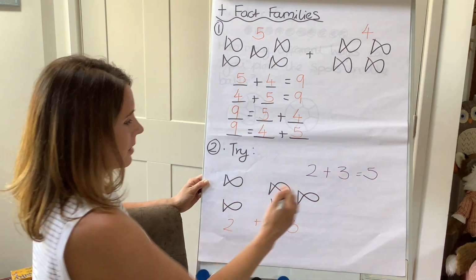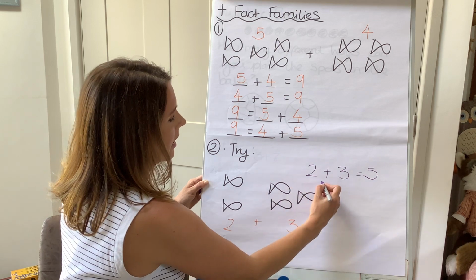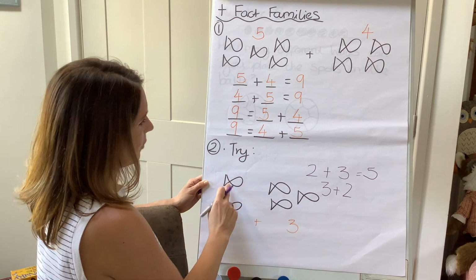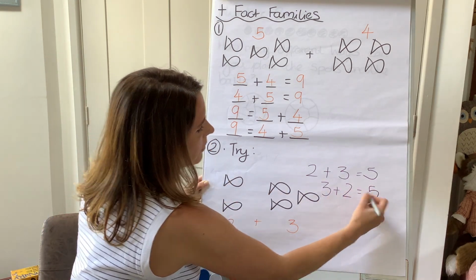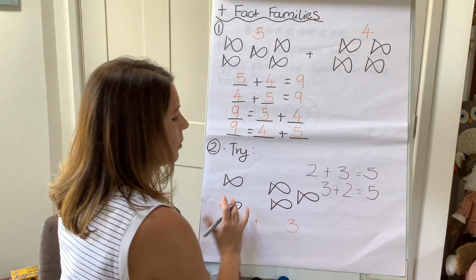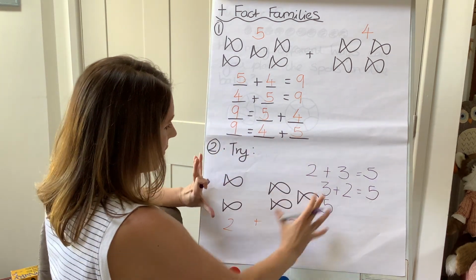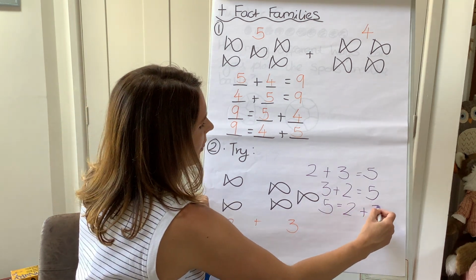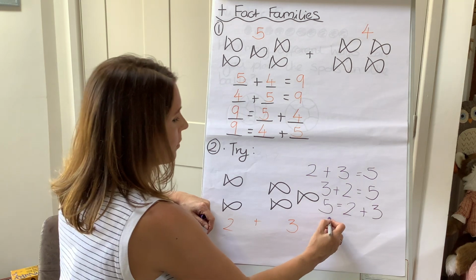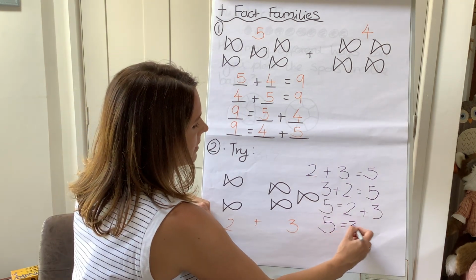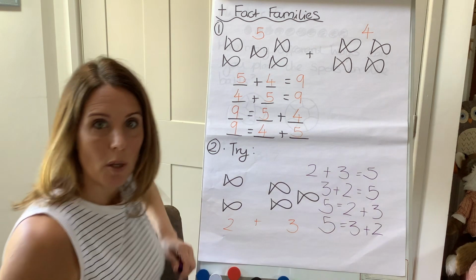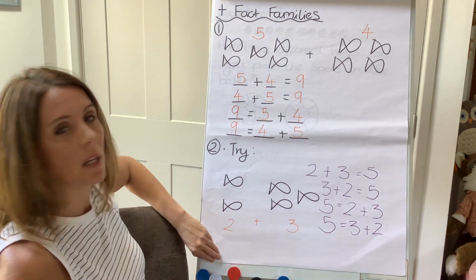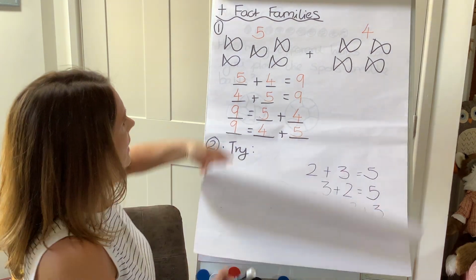We can do the number sentence the other way around. We can start with 3, add 2 more. 3, 4, 5 is equal to 5. We've got 5 all together in total. Those 5 we've got is equal to 2 add 3. And the 5 we have in total is equal to 3 and 2. So we found our fact families there. Have a practice of those on the activity sheet.